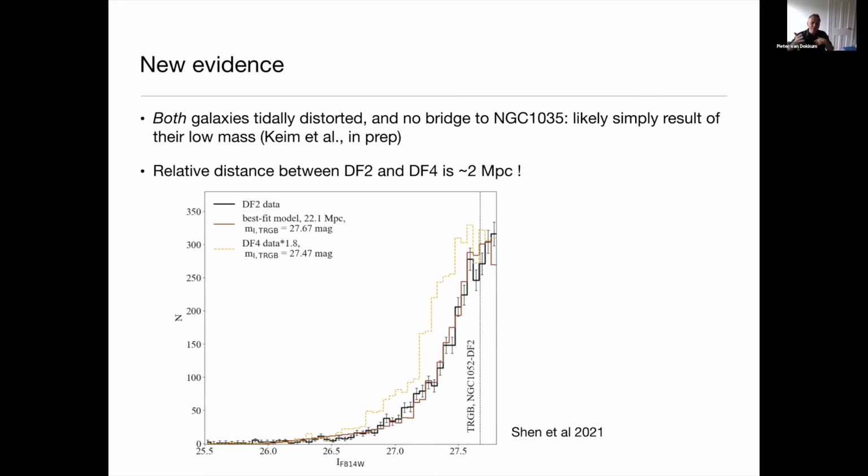So even though the TRGB method is not calibrated to better than about 5% accuracy, we can measure this relative distance to an uncertainty of about 0.4 megaparsec. Sorry, it's about 2%, because again, all the systematic errors drop out. So the yellow is DF4 here, and the black is DF2, and there's a clear difference in the luminosity function location. And so that difference immediately gives you a distance difference without any calibrations or theory of 2 megaparsec.